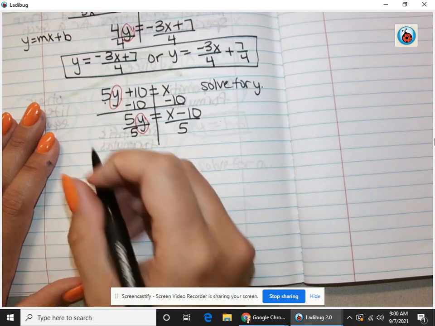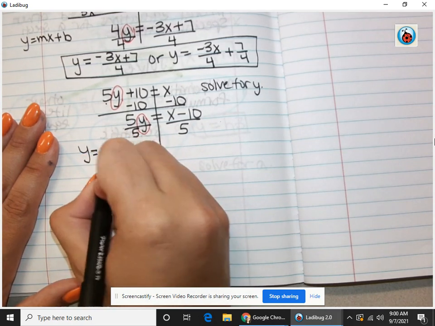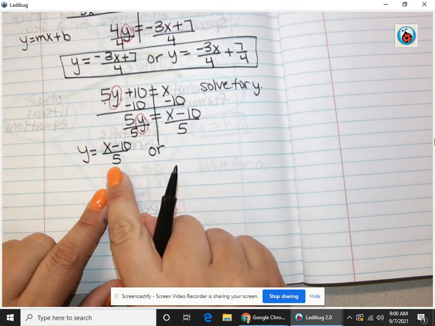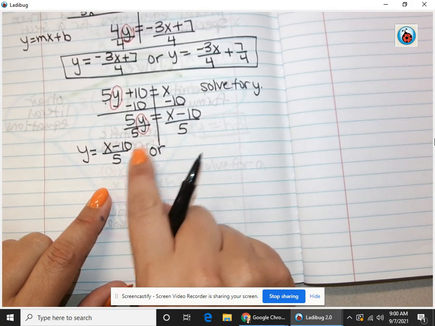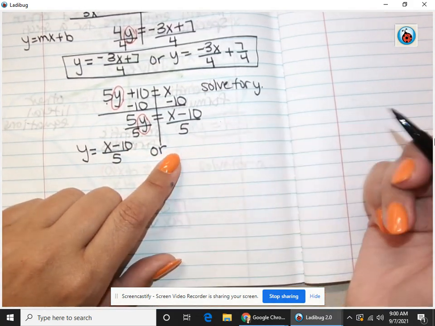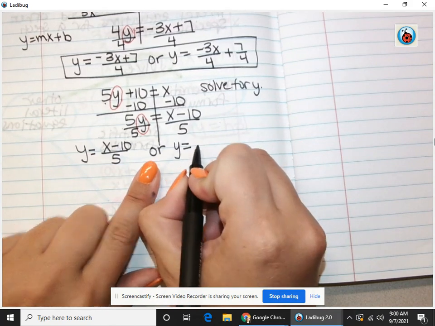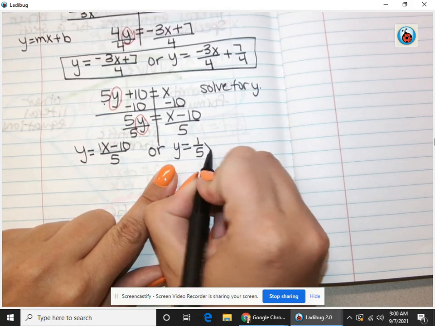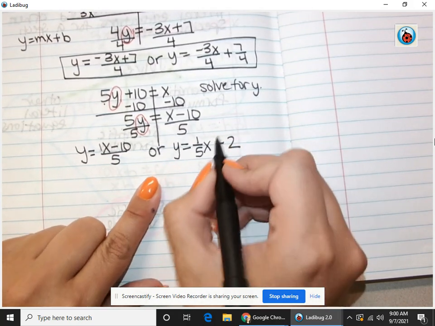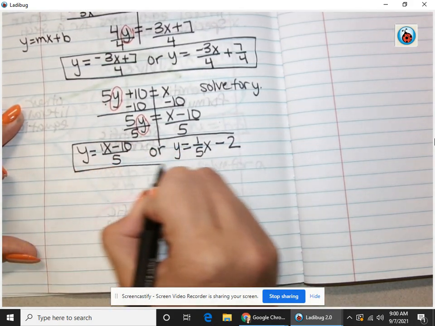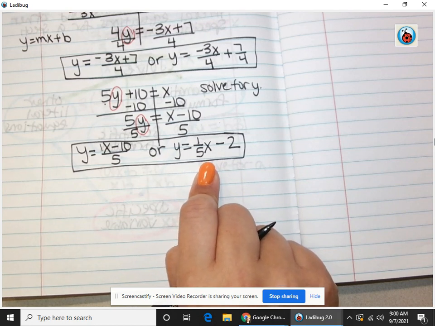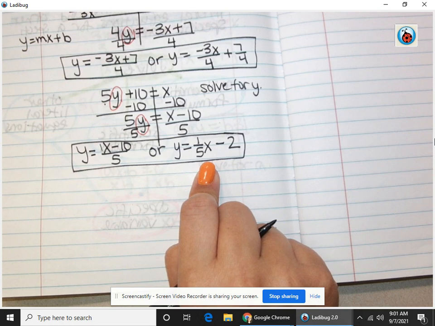Now, remember, there are two ways I can do this. I can have my big fraction, y equals x minus 10 over 5. But for something like this, because 5 and 10 can divide into each other, what will normally happen is we'll have y equals, because this is like 1x, 1/5 x minus 2, and that's usually what your answer will turn out to be. Are there any questions?